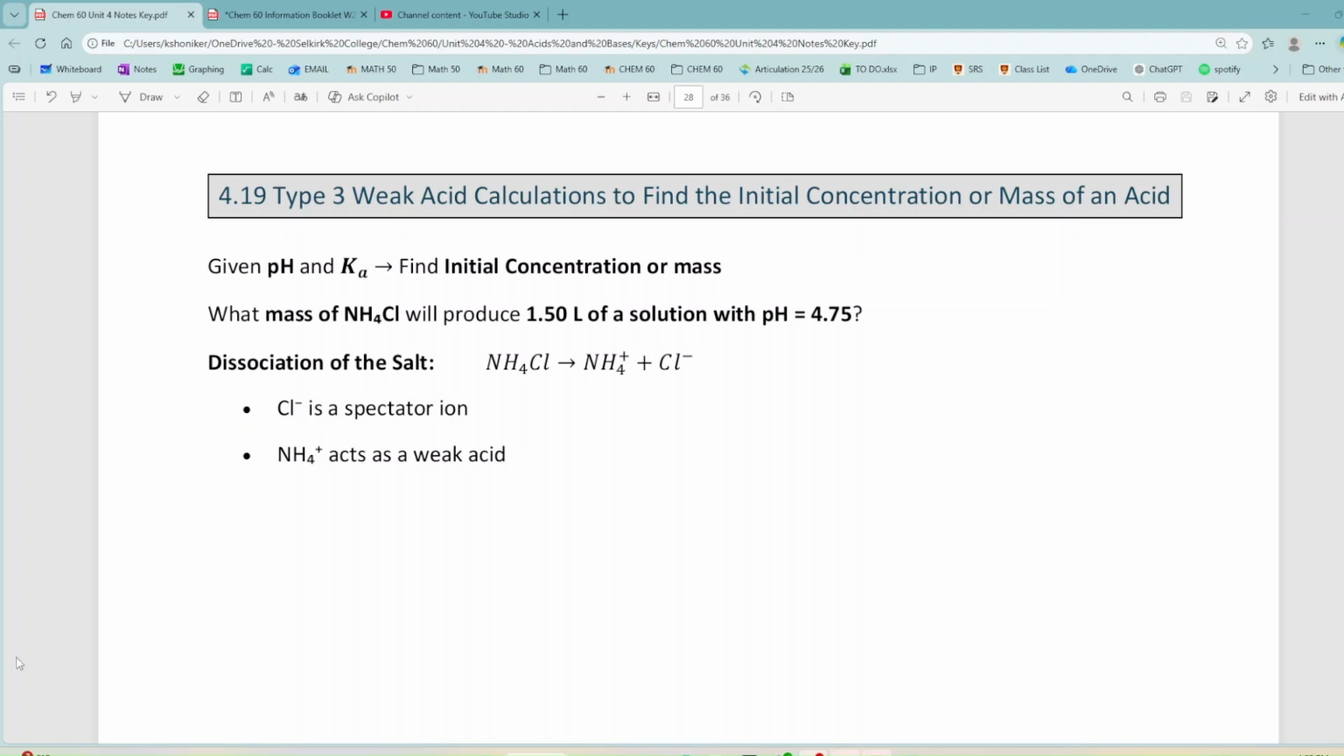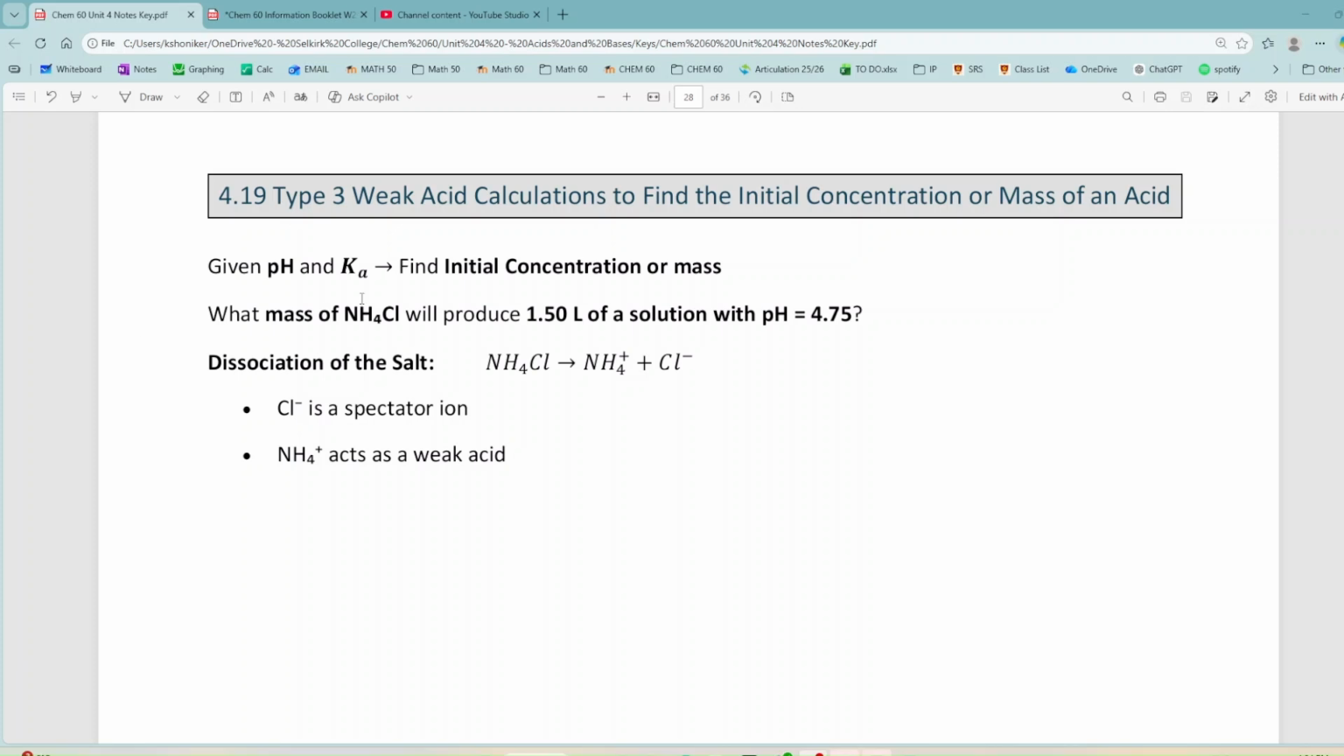All right, so now we're moving on to type 3, which is our last weak acid calculation. And then after this, we switch to weak base. My thought was probably in class, we'll get to the end of weak acid, and then the weak base will be kind of a nice recap of everything we did with weak acids and weak bases.